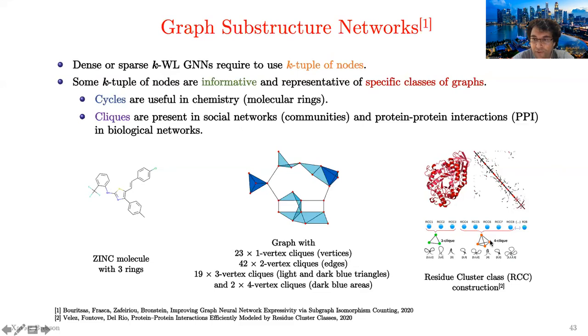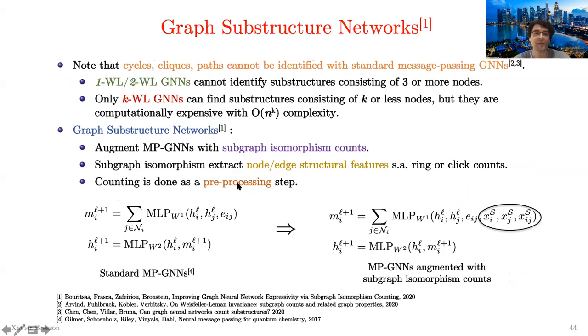In this graph, the dark blue, basically you have a four-vertex clique, and the same here. And then you have three-vertex cliques, two-vertex cliques, one-vertex cliques. So this k-tuple of nodes can be enough to provide powerful graph neural networks. And this idea was actually implemented in the graph substructure networks.